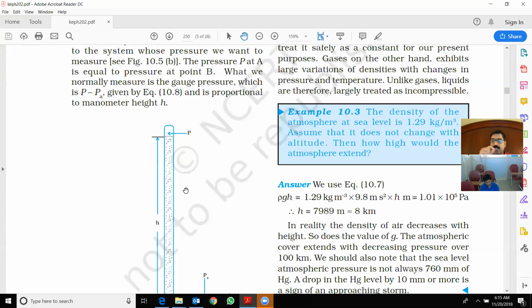That is mm of Hg. If you see the prescription written by doctors, they will not just write 120 by 80. They will also write 120 by 80 mm of Hg. Hg is the symbol of mercury as an element. So mm of Hg means millimeter height, 120 millimeter of Hg.